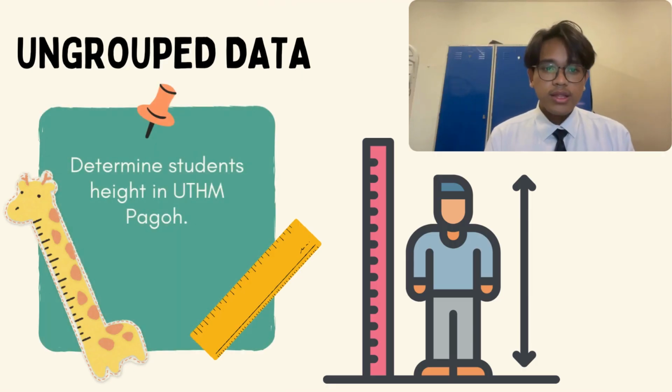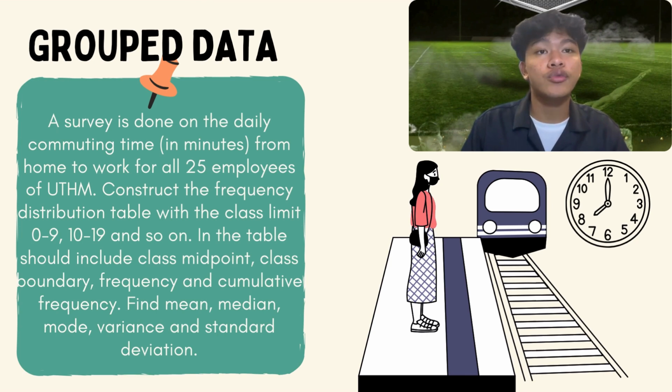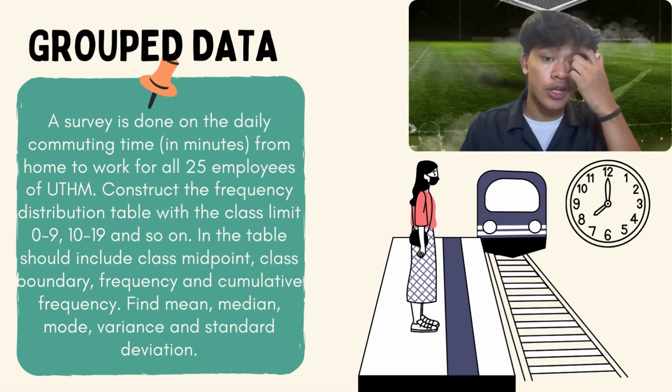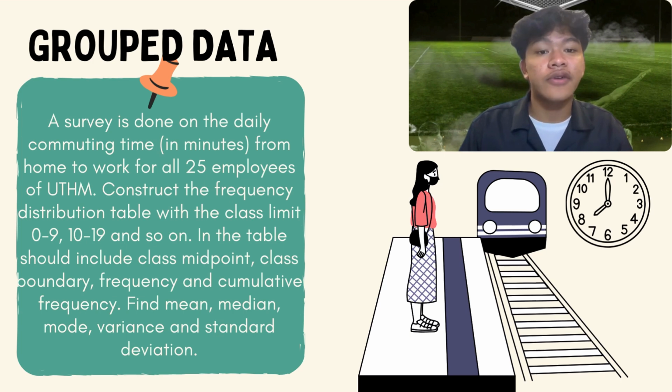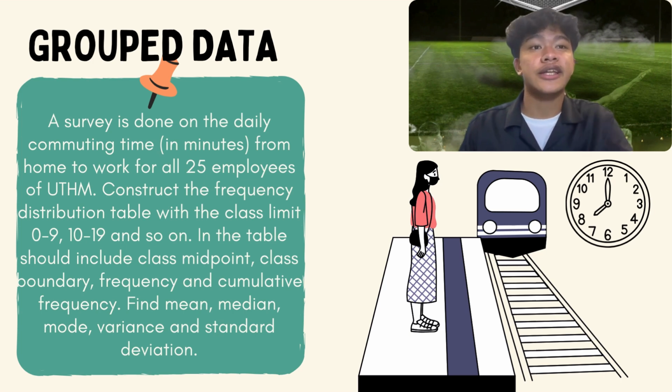Next, for ungrouped data, we determine students' height in UTHM Pagoh. A survey is done on the daily commuting time, in minutes, from home to work for all 25 employees of UTHM. Construct the frequency distribution table with the class limits 0 to 9, 10 to 19, and so on. The table should include class midpoint, class boundary, frequency, and cumulative frequency. Find the mean, median, mode, variance, and standard deviation.